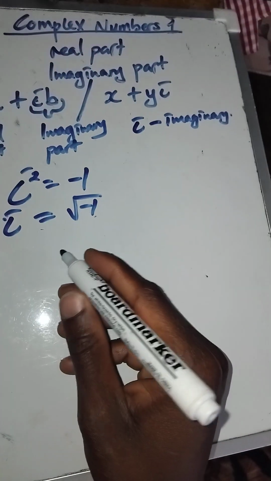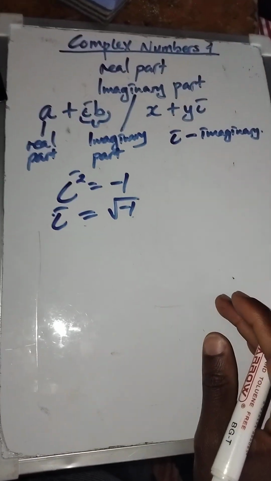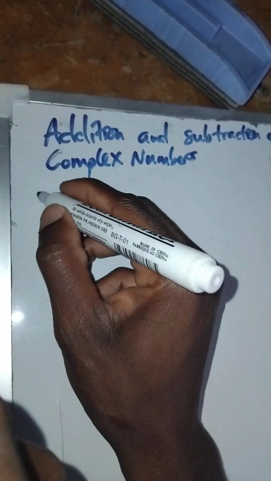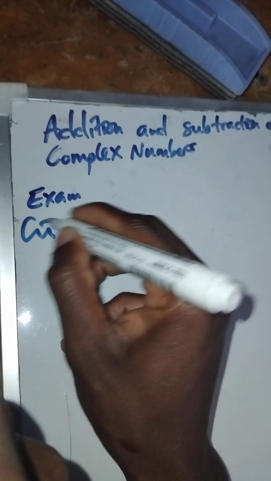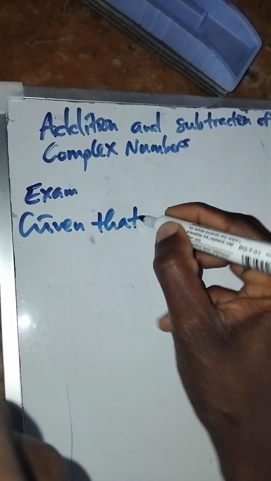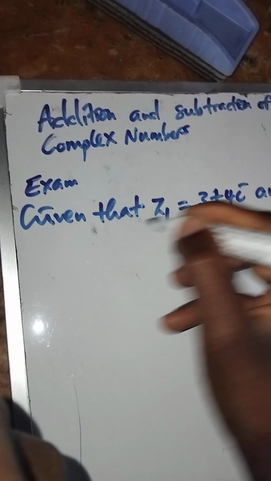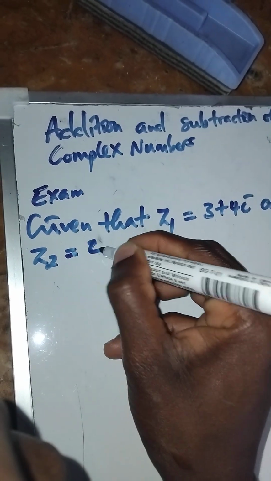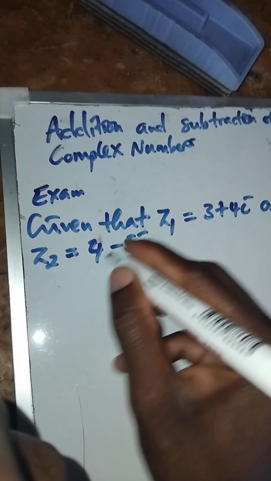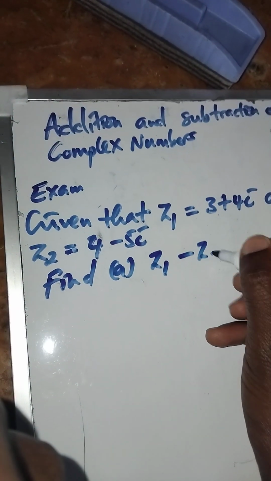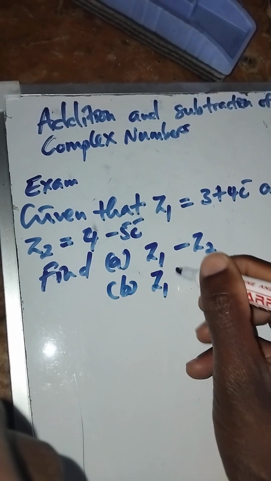Now we are going to do addition and subtraction of complex numbers. For example, given that z1 is equal to 3 plus 4i and z2 is equal to 4 minus 5i, find a) z1 minus z2, b) z1 plus z2.